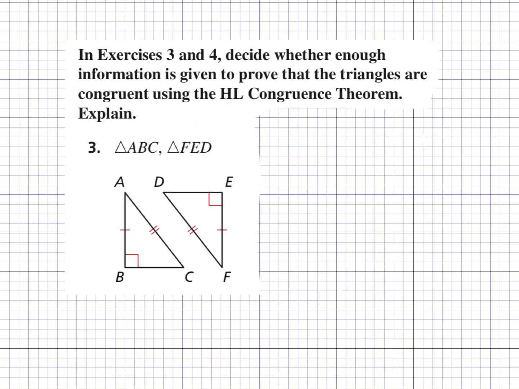All right, so now you have a right triangle. So it looks like we have hypotenuse leg. So let's make sure it's all right. We see AC here. So A to C should match F to D. F to D, yes, that's both hypotenuse. And the leg AB should be with FE. And it is. All right, so yes, there's enough information here for hypotenuse leg.